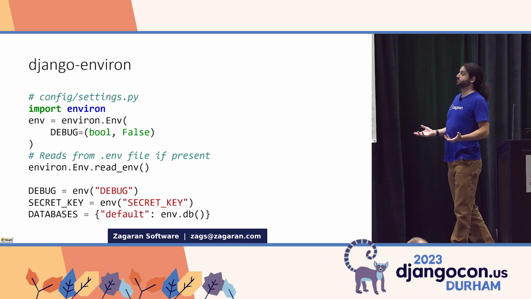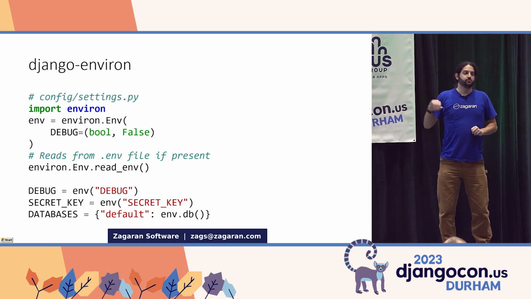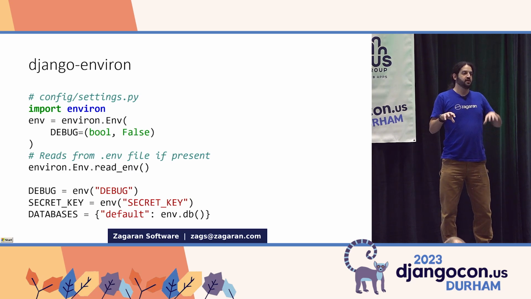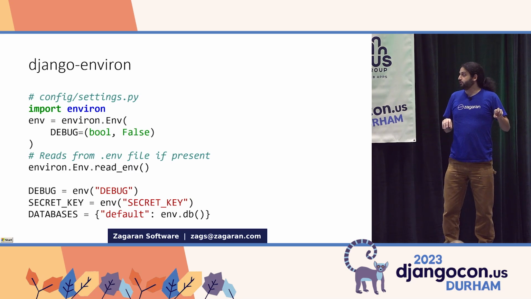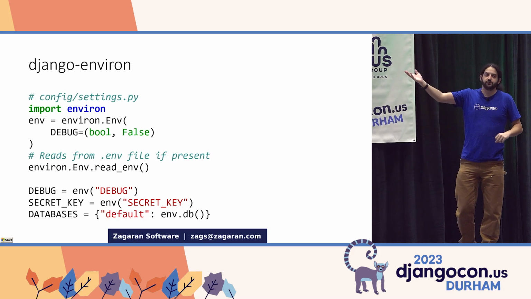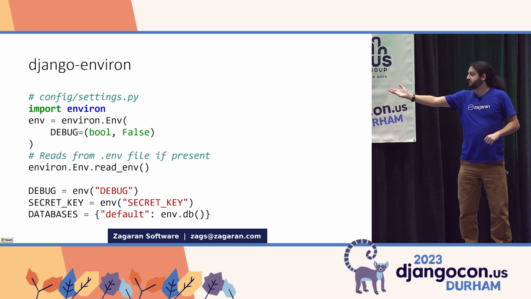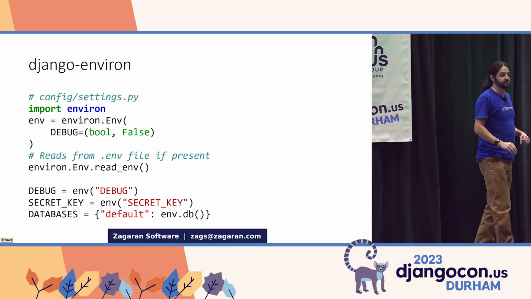Speaking of pluggable configuration, Django Environ makes it really easy to do. This is a great tool for letting you access environment variables for pluggable settings on servers. You can read from a .env file for local development. Just put that in your git ignore. And then it does type coercion, defaults, many other things that are super helpful. Great for configurable settings like debug or secret key or your databases.